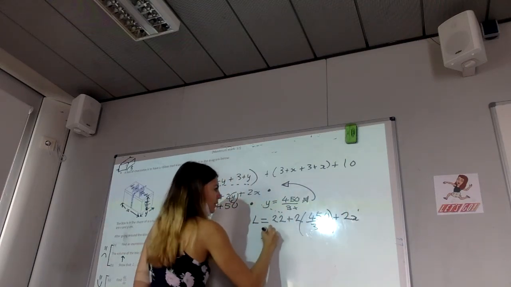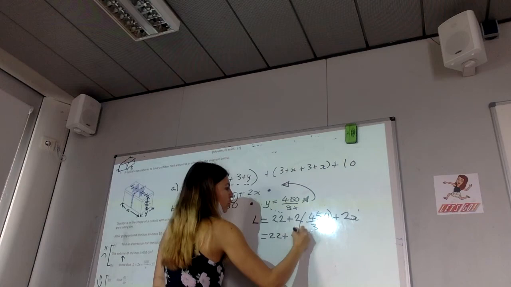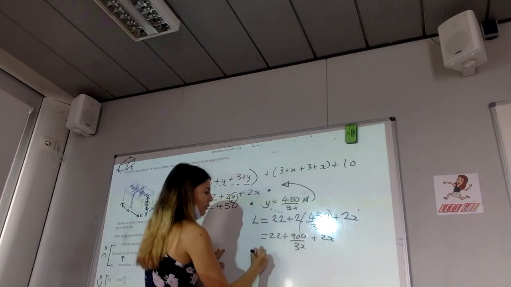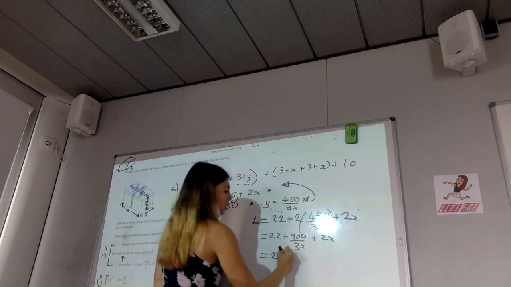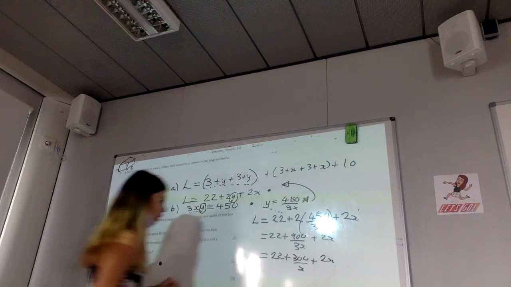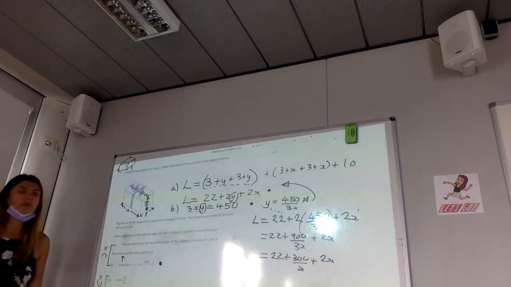So you'd get 22 plus 900 over 3x plus 2x. Then you do 900 divided by 3, which is 300. 22 plus 300 over x plus 2x. Check it's the same. It is.